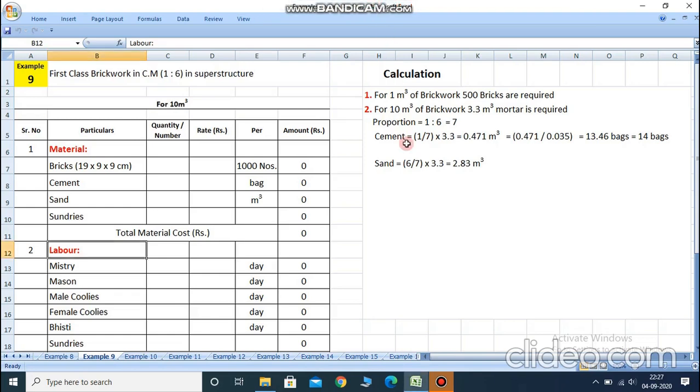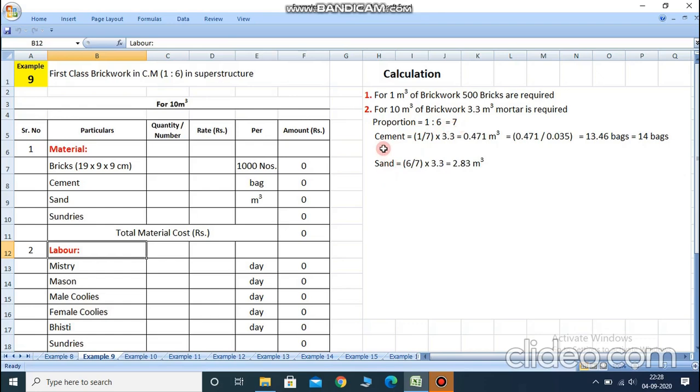Now for a 1 meter cube brickwork, 500 bricks are required. It's a simple calculation and we already discussed it in the first lecture. For a 10 meter cube of brickwork, 3.3 meter cube mortar is required, since for 1 meter cube brickwork 0.33 meter cube mortar is required. The proportion of the mortar is 1:6, so 1 plus 6 is equal to 7 in total.